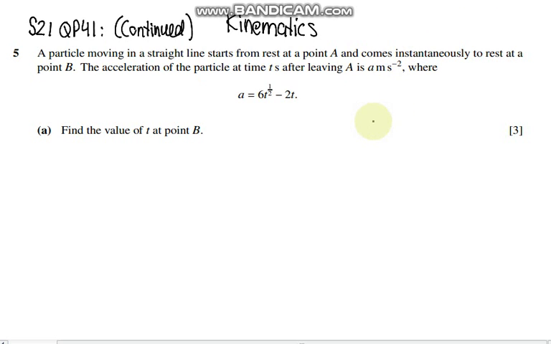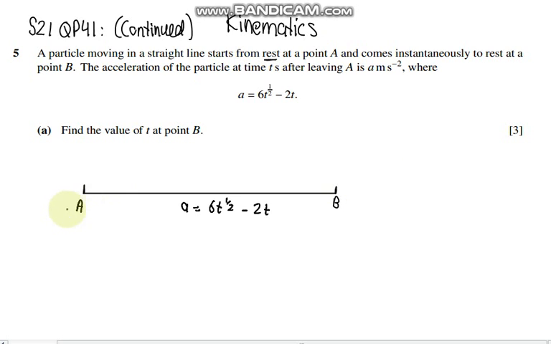Let's resume with kinematics. So we were doing summer 21 QP41. The question number now is 5. It says a particle moving in a straight line starts from rest at point A and comes instantaneously to rest at point B. The acceleration of the particle at time t seconds after leaving A is a meters per second square, where an expression is given. Find the value of t at point B.